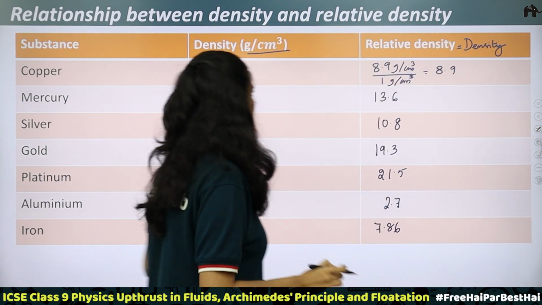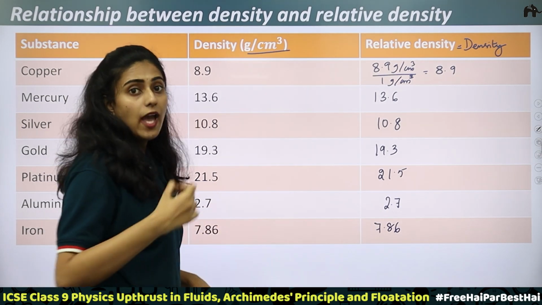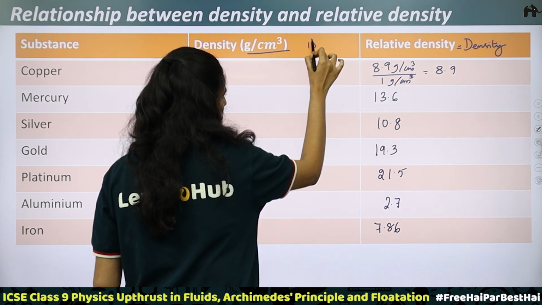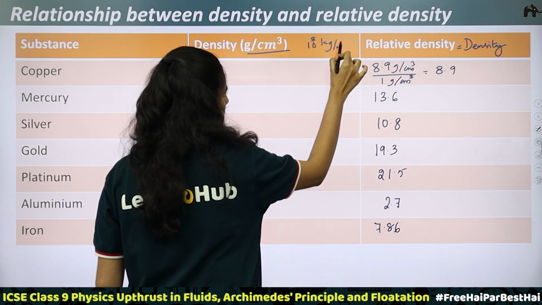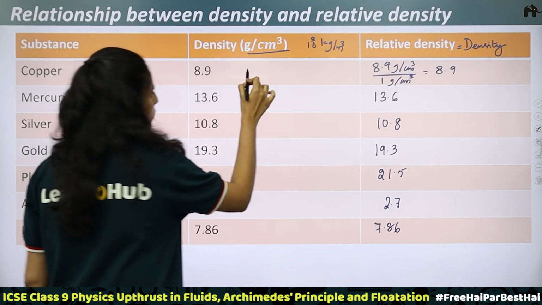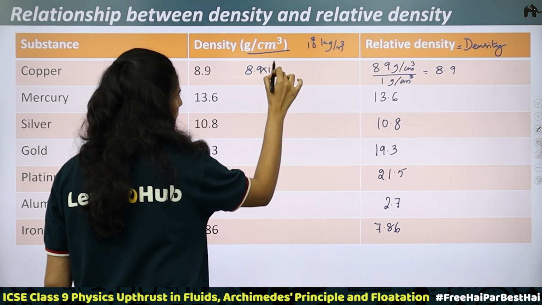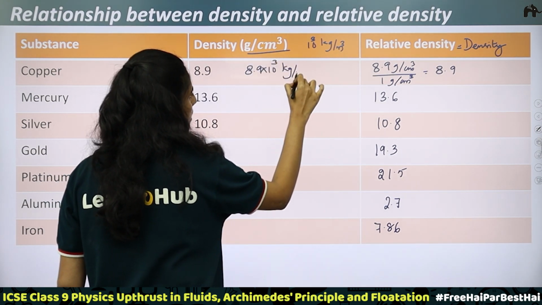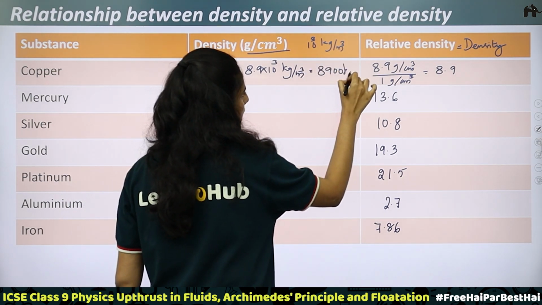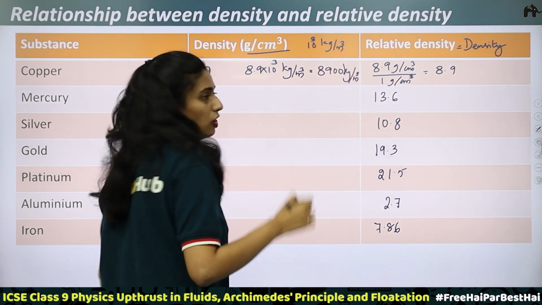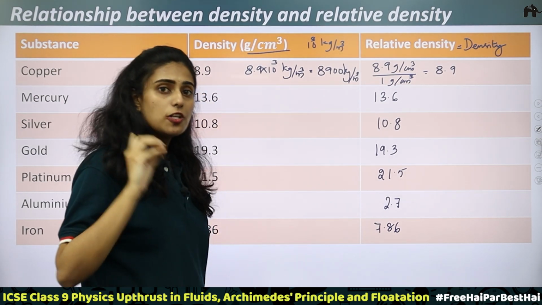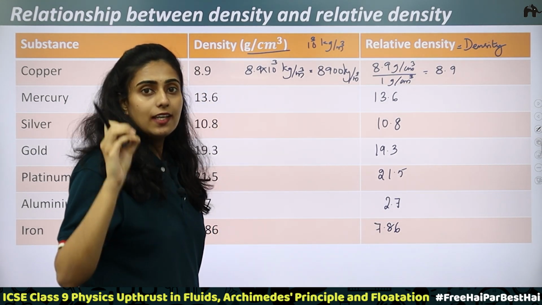So we know the relation between gram per centimeter cube and kilogram per meter cube. What is the relation? 1 gram per centimeter cube will be equal to 10 raised to 3 kilogram per meter cube. So if it is 8.9 gram per centimeter cube, it will be equal to 8.9 into 10 raised to 3 kilogram per meter cube, which is 8900 kilogram per meter cube. If we are taking kilogram per meter cube, then the density of water should also be in kilogram per meter cube, which is 1000 kilogram per meter cube.